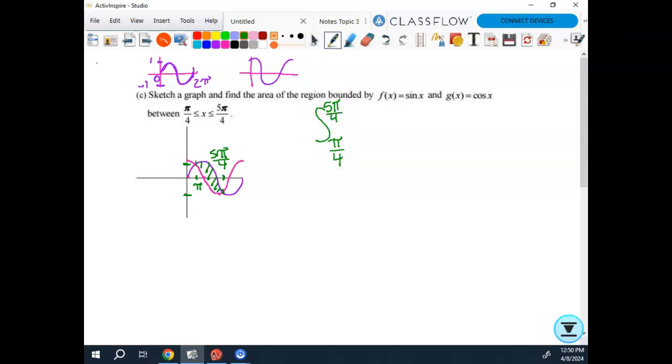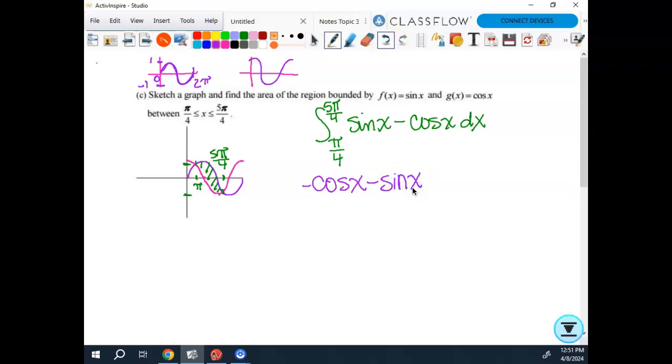our, which one's the first, which one's the top? Is that sine or cosine? Which one's the top? Sine. Sine of x minus cosine x dx. Can you integrate those? Yes. All right. So when I integrate sine, what do I get? Negative cosine. When I integrate cosine, what do I get? Sine. It's technically, oops. Yeah, so negative sine because that's there.